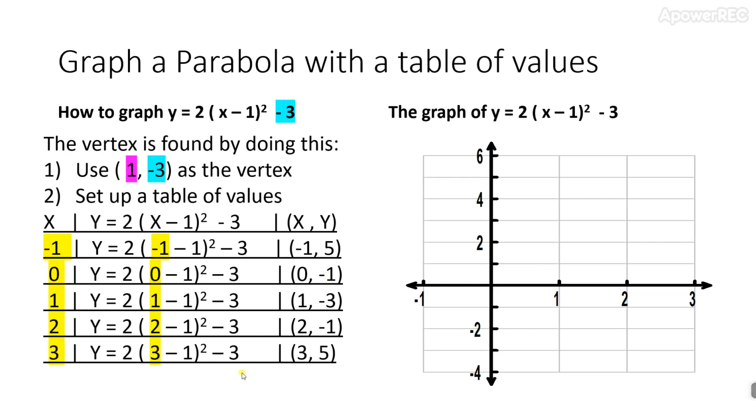And the same thing with your fifth point. Again, 5 and 5, negative 1, negative 1. You can see that there's symmetry about the vertex. Now the last step is to plot the points and draw a curve.